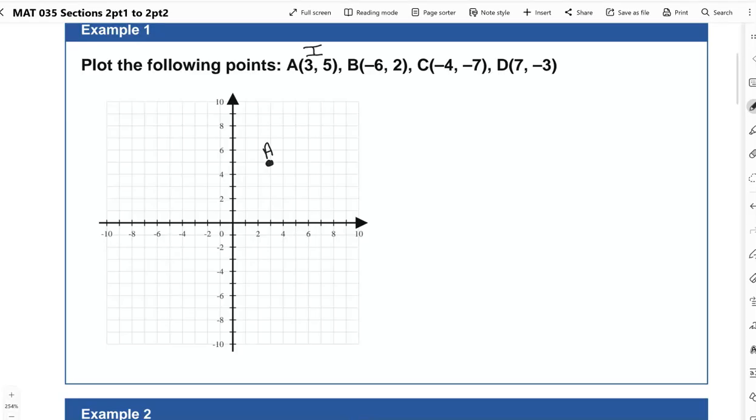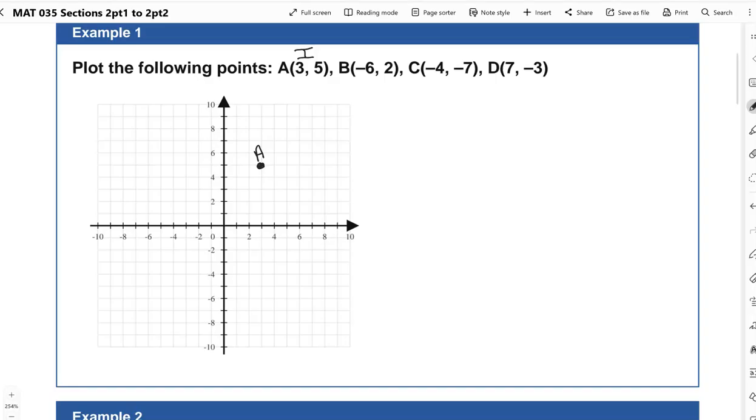B has the ordered pair -6, 2. So I always start at the origin, move left 6, and then up 2. And that lives in quadrant 2. C is -4, -7. So -4, -7 is here. Move left 4, down 7. And that lives in quadrant 3. And then D is 7, -3. So I'm going to move to the right 7 and down 3. Label that with a D, and that lives in quadrant 4.